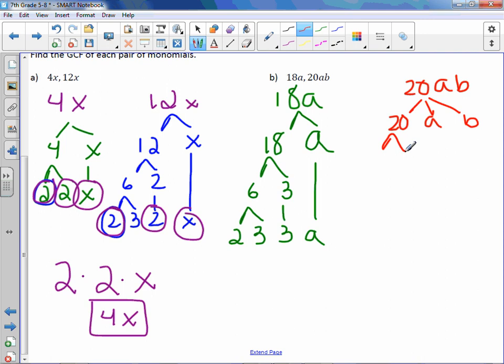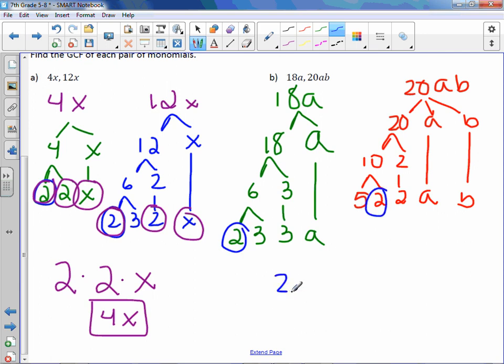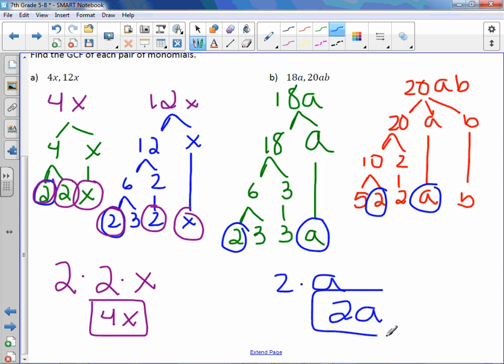20 is 10 and 2. 10 is 5 and 2. Bring down this 2. And a and b are just by themselves. There's nothing I can do with them, so bring them down. Find what's in common. They both have a 2 in common. They both have an a in common. And that's it. So the GCF is 2a.